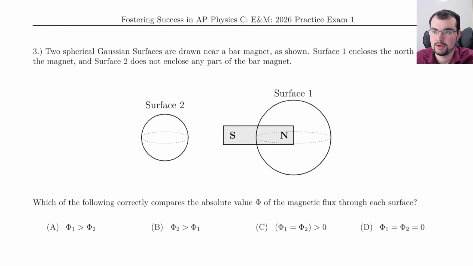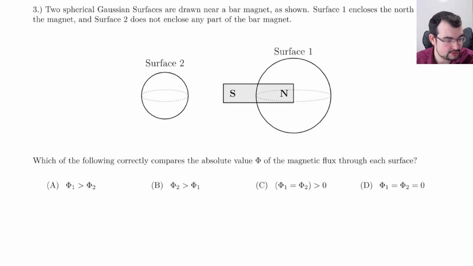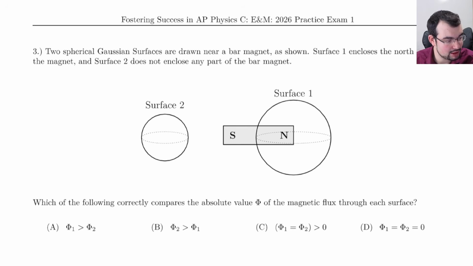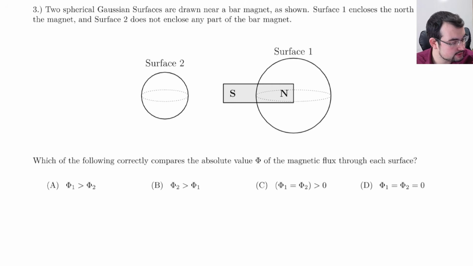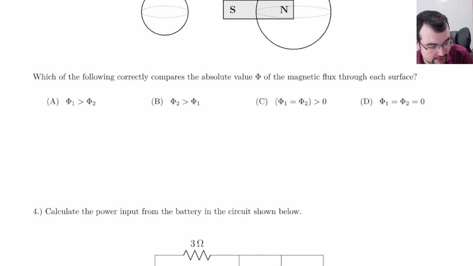All right, 2 Gaussian surfaces, which are spheres, are drawn near a bar magnet. Surface 1 encloses the north pole of the magnet, and surface 2 does not enclose any part of the bar magnet. We want to compare the flux through each of the 2 surfaces. So if you know Gauss's law for magnetism, you actually can get this instantly because we know that we actually have what are called closed surfaces.